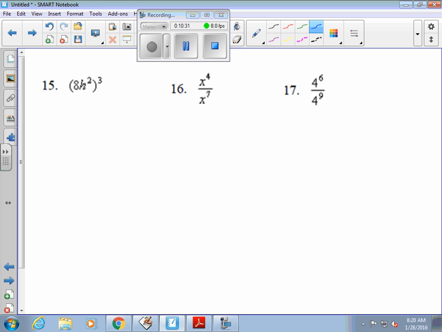8h squared to the third. Everything inside that parentheses, even though it's a monomial, there are two things there. Everything gets raised to the third power. 8 gets raised to the third power, and h squared gets raised to the third power.